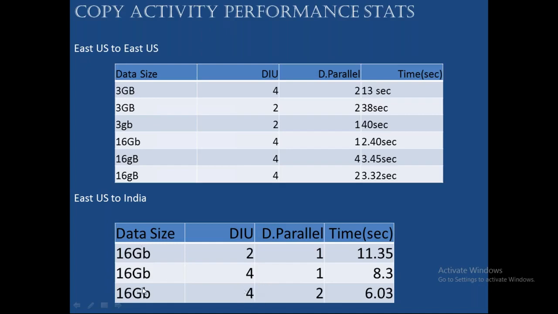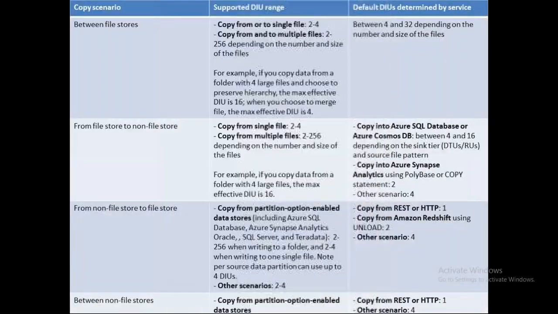Next, when I have taken the same 16 GB data size, DIUs is 4 and degree of parallelism is 2. Now I increased the parallelism, and the time it takes to copy data is reduced again. Only here the problem came because, due to some internal issue, it will not always be the same. But you see, when I'm moving data from east to west to India, the time taken is reduced based on your DIUs and the degree of parallelism. So we are going to see all those things practically, don't worry.